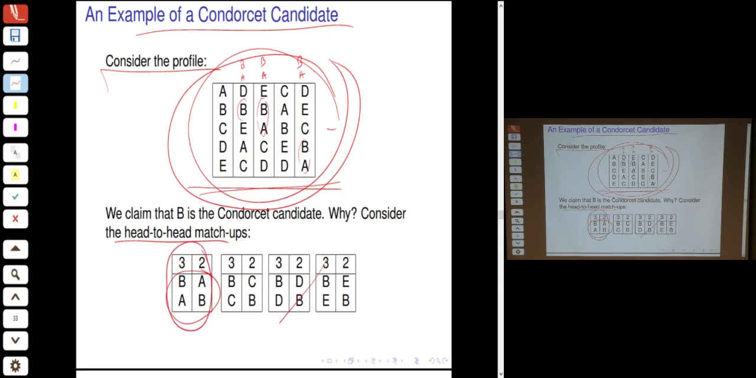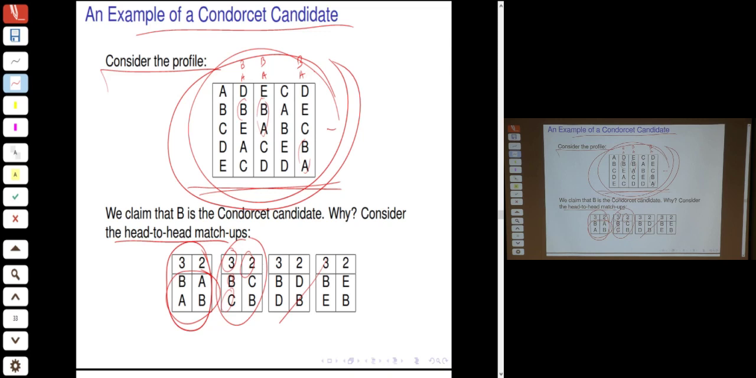So if you just look at the relative ordering between A and B, then A is dominating B in 3 profiles, B is dominating A in 2 profiles. So in the relative matchup, A wins simple majority against B, okay, in the head-to-head matchup. Similarly, let us consider B and C. Then B is placed above C in 3 of the profiles. C is placed above B in 2 profiles. So again, in the head-to-head matchup between B and C, B wins simple majority.